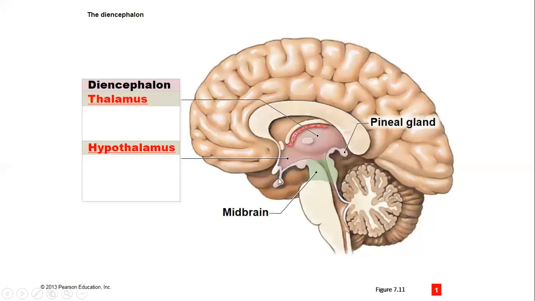And then you can see this structure here is the pituitary gland. That's where the hypothalamus can connect and communicate to the pituitary gland, because it basically controls it and controls the secretions of the pituitary gland. And back here is a little pineal gland that secretes melatonin.